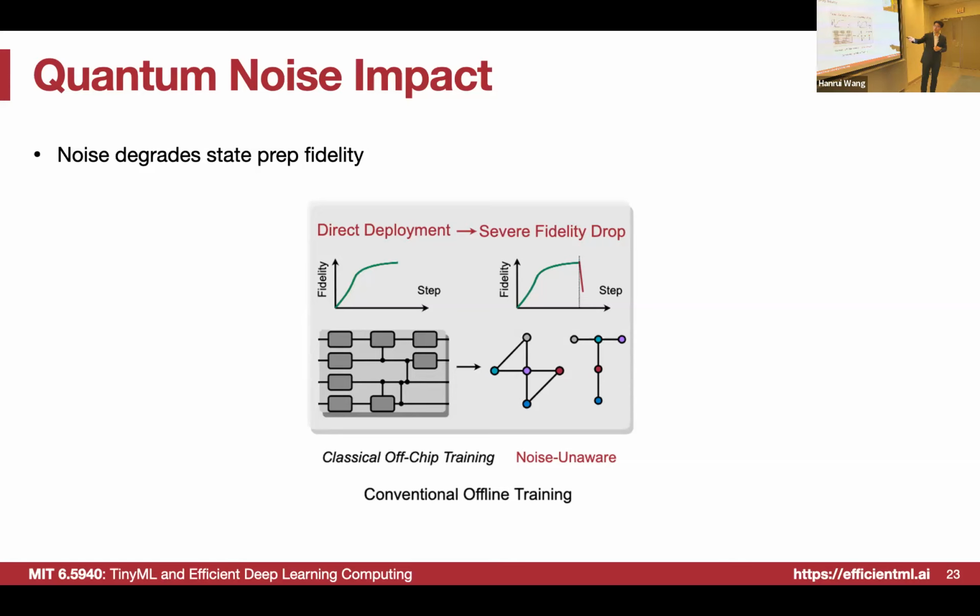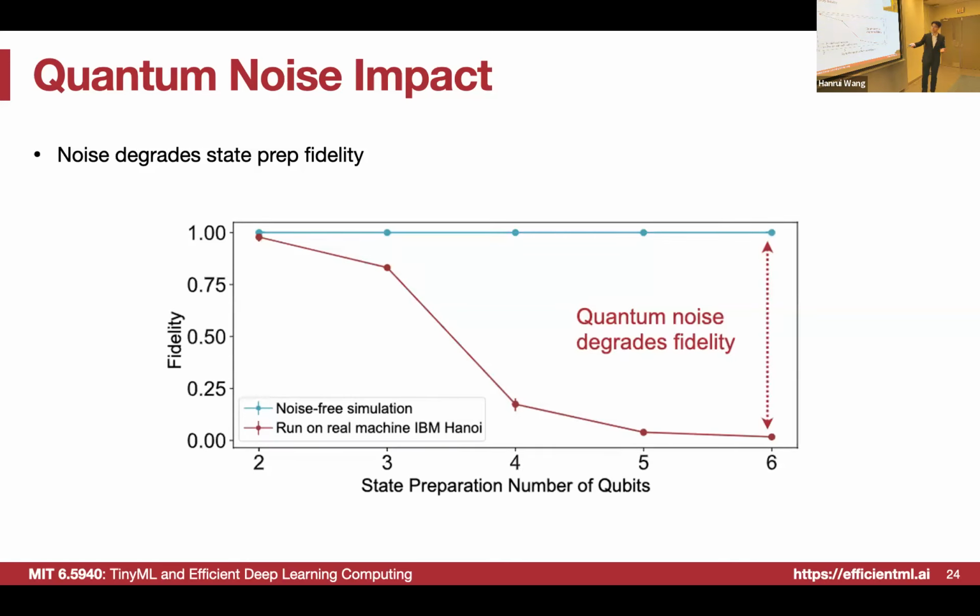But when we actually run this circuit on the actual device, we can see a very severe drop of the accuracy, because during the decomposition of the states, we don't consider any of the noise on the actual device. So here is a simple example. Say we want to prepare a state with a number of qubits of, say, 5 or 6.